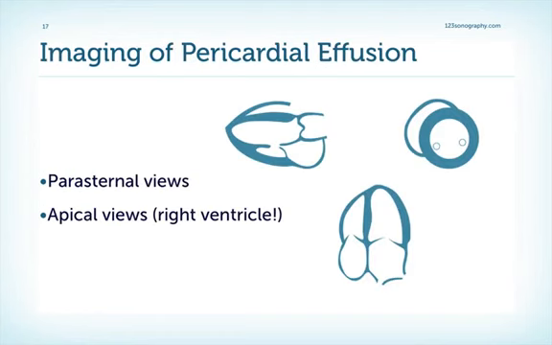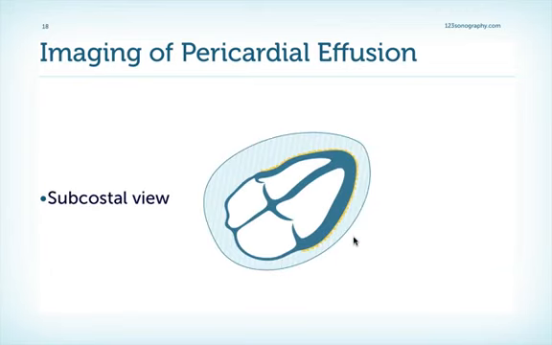While M-mode was the primary tool used in the early days to detect the pericardial effusion, we now usually use 2D images in addition. Especially the parasternal views are very helpful, and also the apical views, and very important also the subcostal view. Here we can usually get a very good appreciation for the extent of the pericardial effusion.